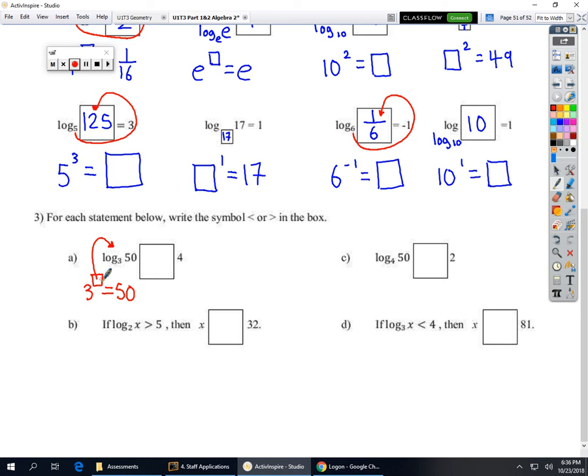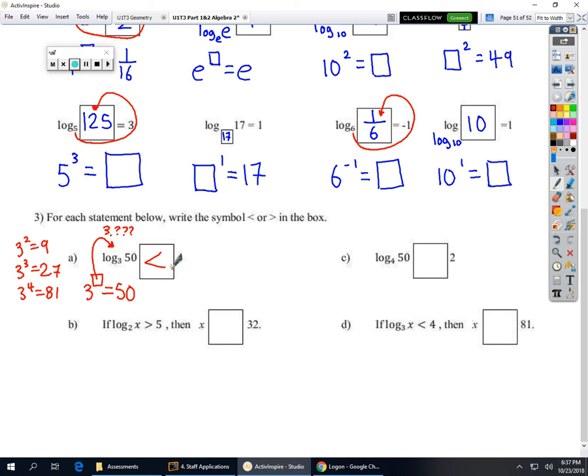Well, 3 squared is 9. No, it's definitely bigger than 2. 3 cubed is 27. 3 to the 4th is 81. Well, I know it's between 3 and 4. It's supposed to be 3 point something, right? I don't know what it is exactly, but 3 point something is definitely less than 4. So with these problems, you need to change them to exponential form. Remember, the answer for a log is an exponent. So log base 3 of 50 is 3 point something, so that's less than 4.